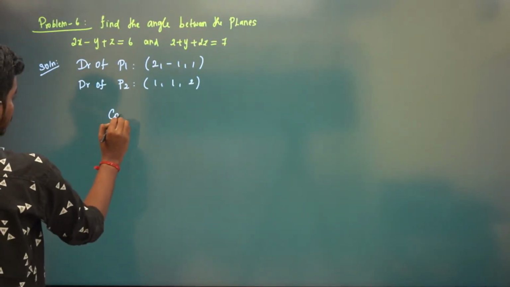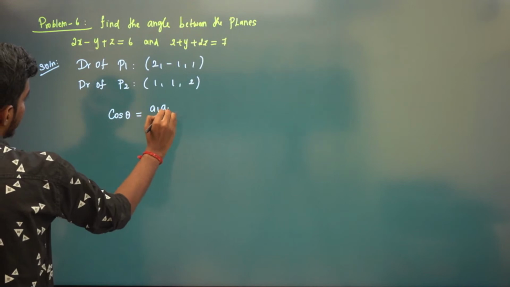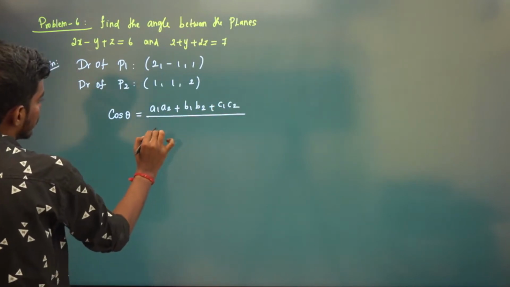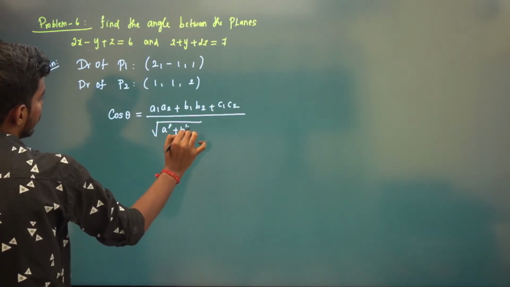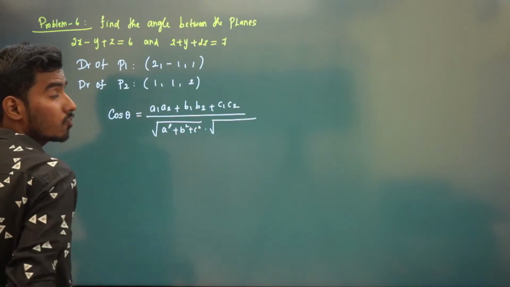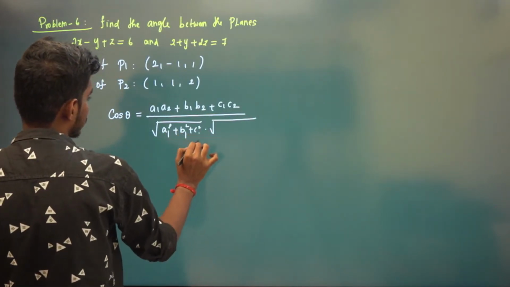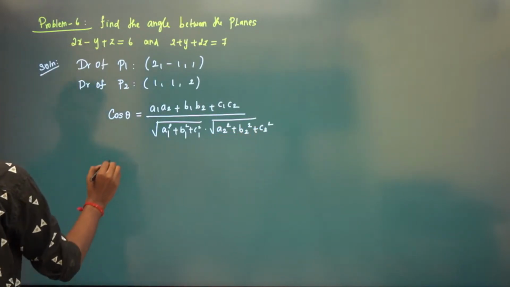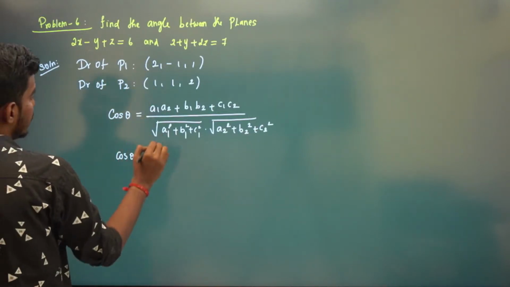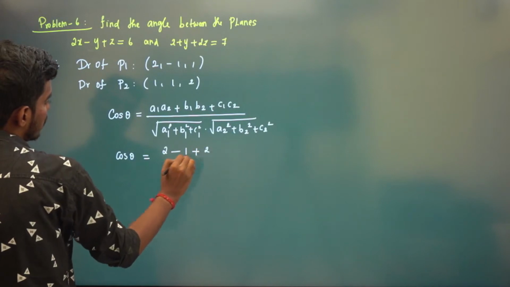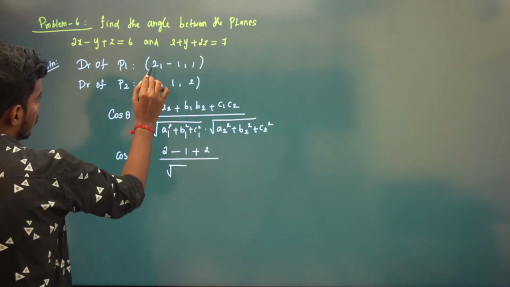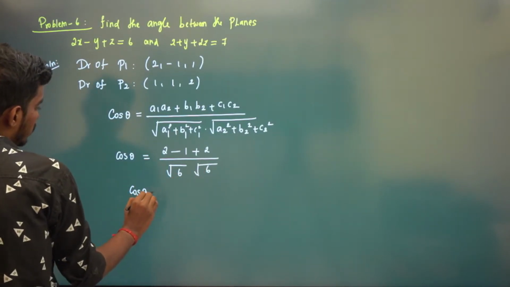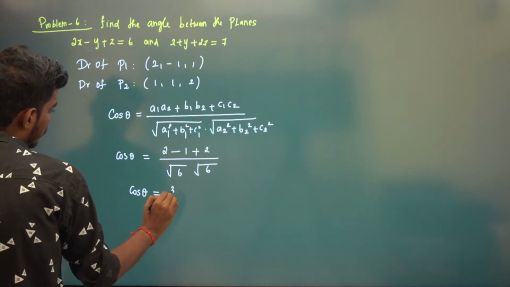So cos theta is equal to a1 a2 plus b1 b2 plus c1 c2 divided by root of a square plus b square plus c square into root of a square plus b square plus c square. So we have cos theta to be 3 by 6.